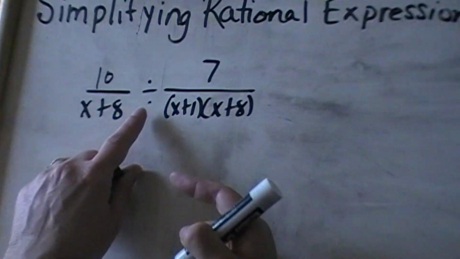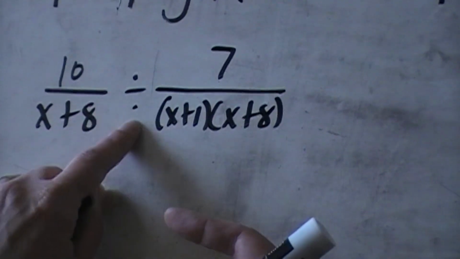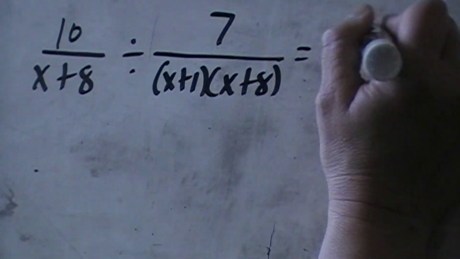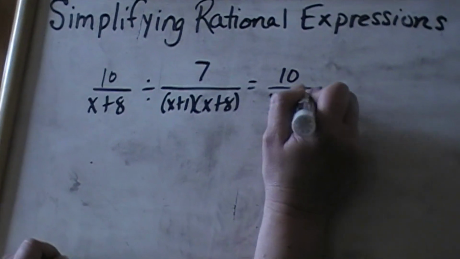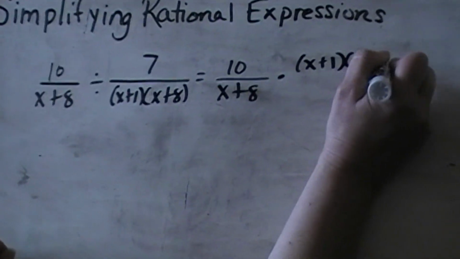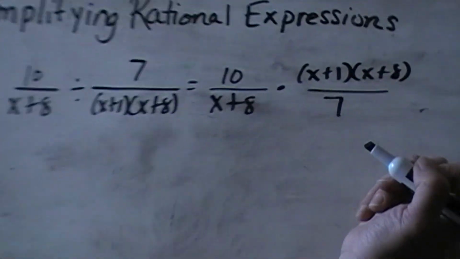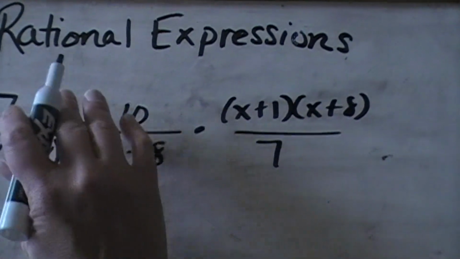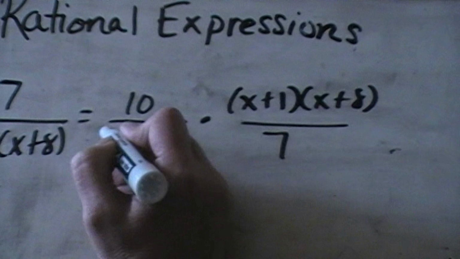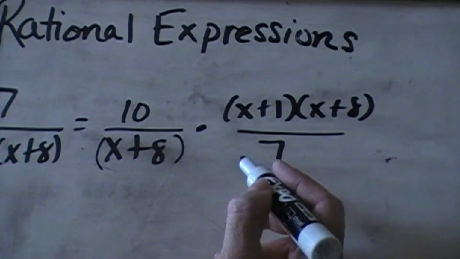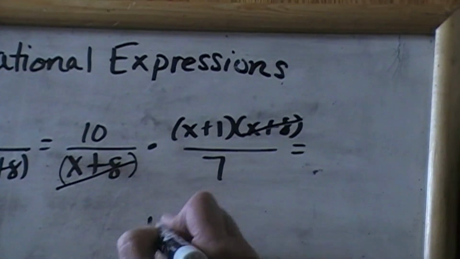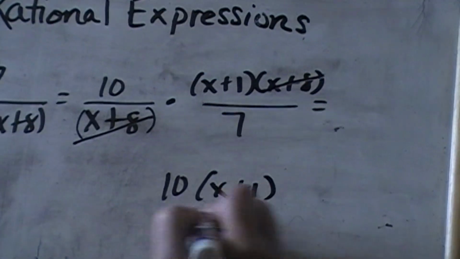So you just have to recall that division with fractions is the same thing as multiplying by the reciprocal. So this is the same thing as 10 over x plus 8 times x plus 1 times x plus 8 over 7. Because this is times, everything on the numerator is over everything in the denominator. And because we have a common factor of x plus 8 in the numerator and denominator, we may cancel. Our final answer then is 10 times x plus 1 over 7.